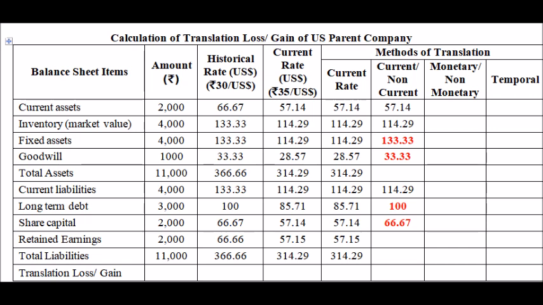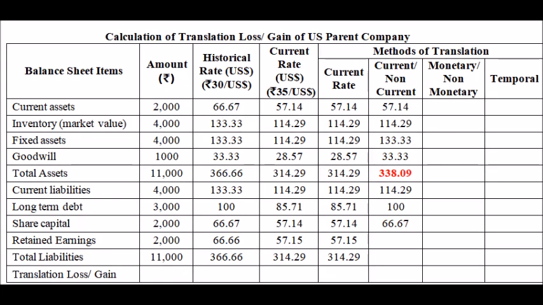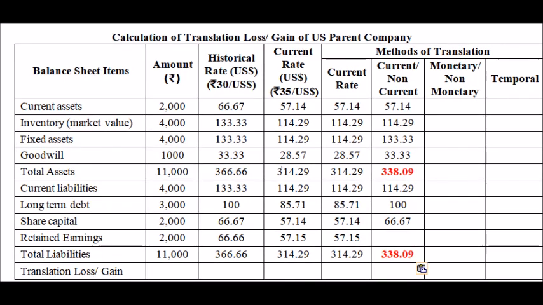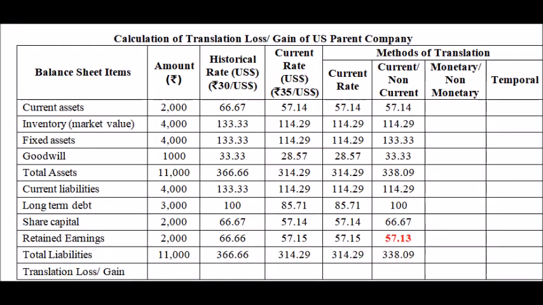Next, our non-current items are fixed assets, goodwill, long-term debt, and share capital. Record these items at historical rate. Next, calculate total assets, that is 338.09. Record the same amount, that is 338.09, under total liabilities. Calculate a balancing figure of retained earnings, that is 57.13.